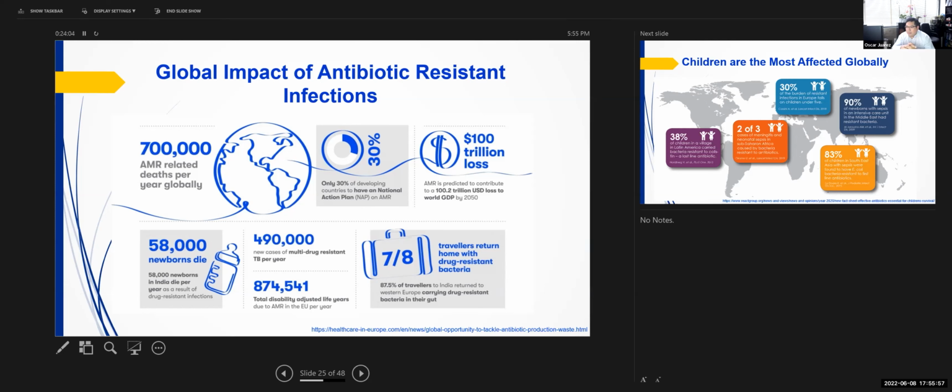7 out of 8 people who travel overseas, including me and many of us who travel on business, are bringing back multi-drug resistant infections. And it is predicted that by 2050, antibiotic-resistant infections are going to cost the world $100 trillion. This is comparable to the cost of global climate change. So we're really talking about a very serious situation.